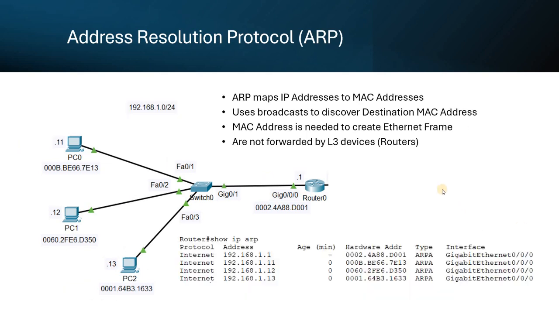Now let's look at the ARP table of router 0. In this example, router 0 has already learned the MAC addresses for all PCs on this network. For example, if router 0 wants to send a packet to 192.168.1.13, it's going to use the Ethernet or the hardware address of 0001.64B3.1633, and it's going to send that frame out interface GigabitEthernet 0/0.